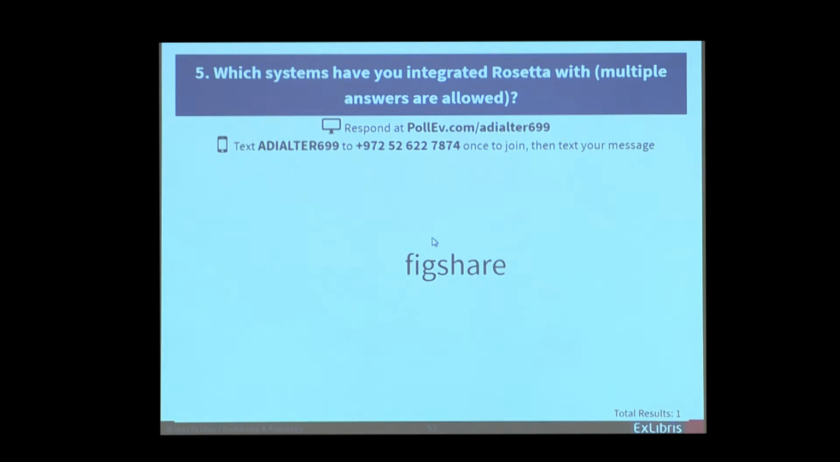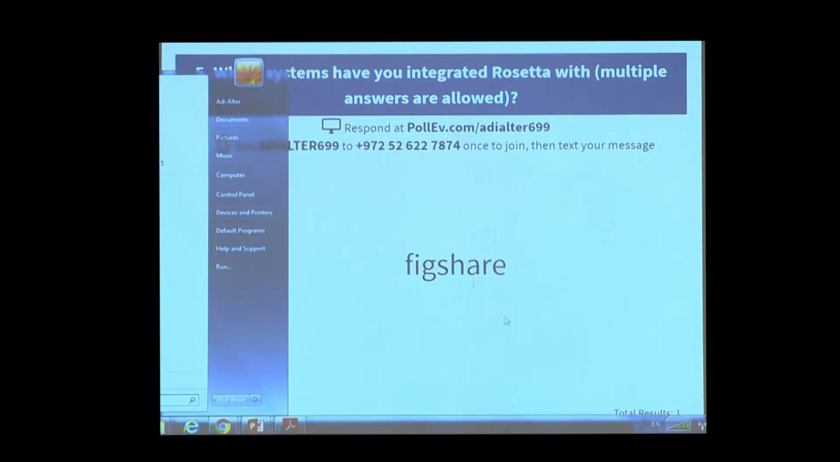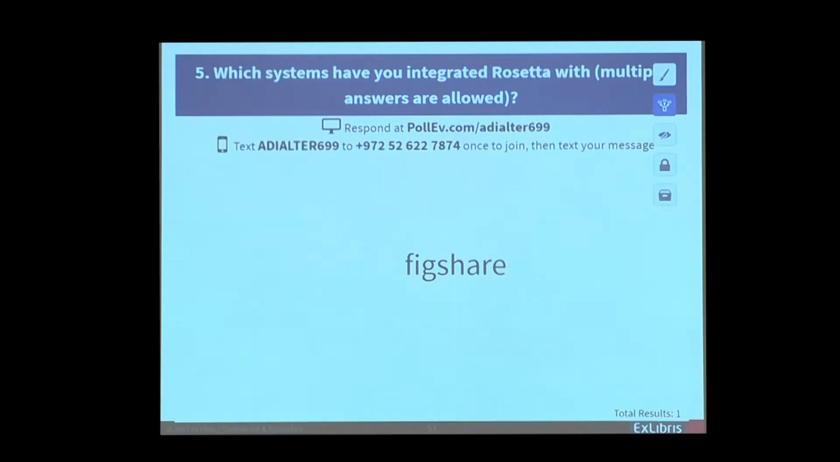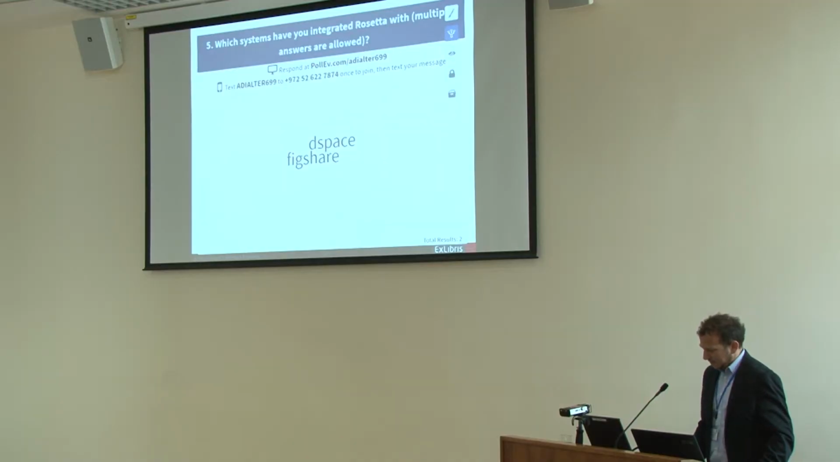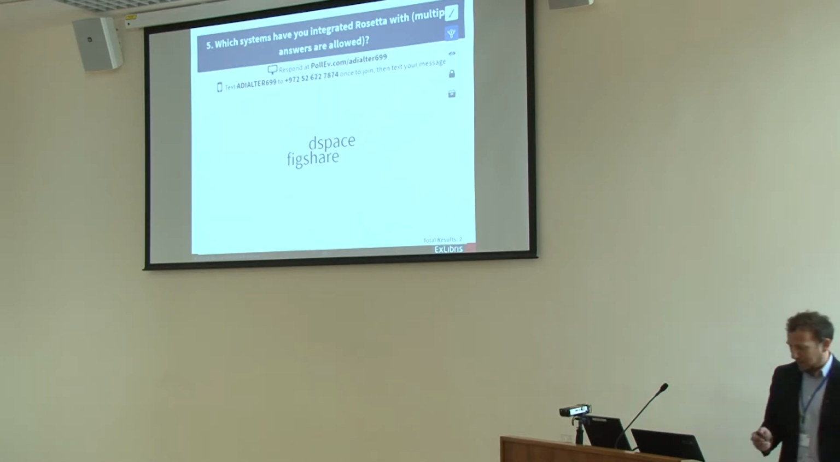We have a sort of word cloud here, so mention everything that you've integrated Rosetta with. It could also be Alma, Primo, Ex Libris systems, non-Ex Libris systems. So free text is available here. It's not coming yet. Just a second, I am connected. You don't see this poll, do you? Not yet, okay, so let me see. Let's activate it again. Okay, should be now.